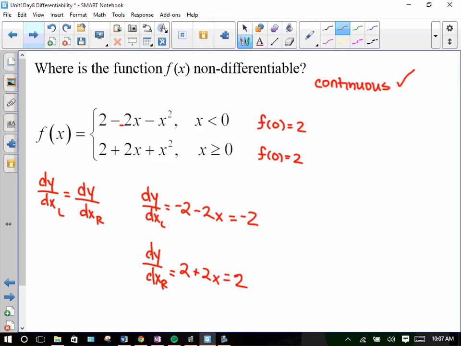Are the slopes equal? No. So what we can say is that this function is non-differentiable. So where is the function non-differentiable? It is non-differentiable at x equals 0.